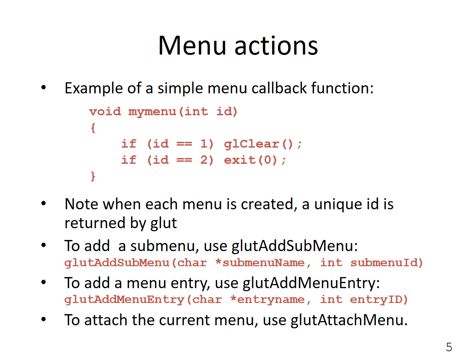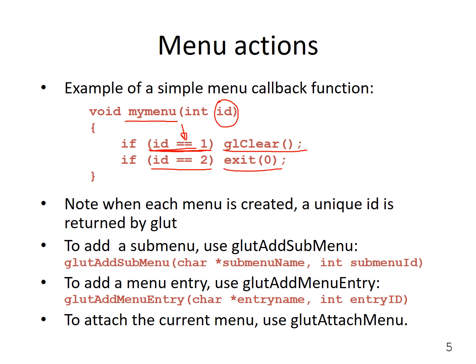Now let's look at defining menu actions. Here's an example of a simple menu callback function. We call it myMenu. The input to this callback function is an integer ID, the ID returned by the selection of a specific menu. If the ID is equal to 1, so we have a double equal sign, which means that if these two are the same, the action to be performed is glClear, which will clear up the screen. If the ID returned is 2 by the menu, then we'll exit the program.